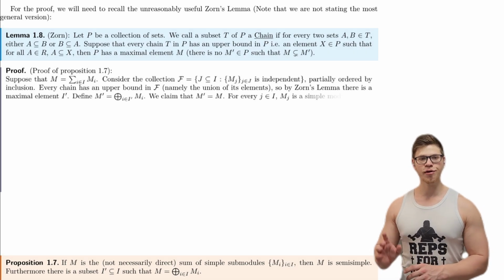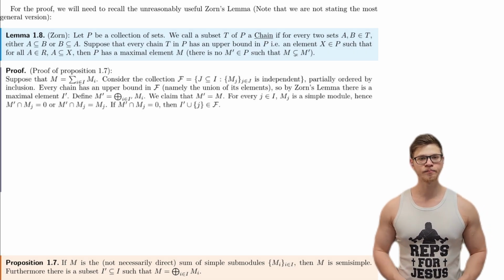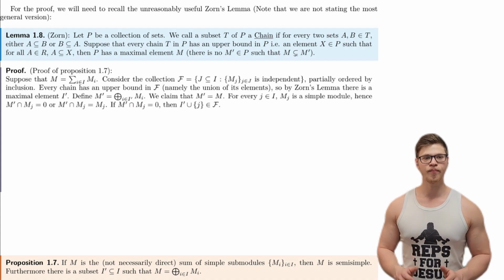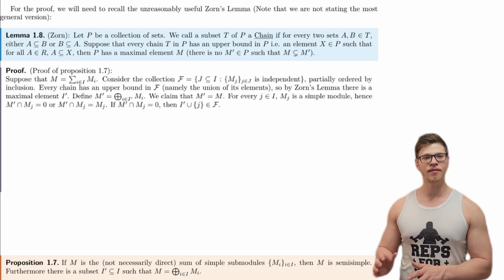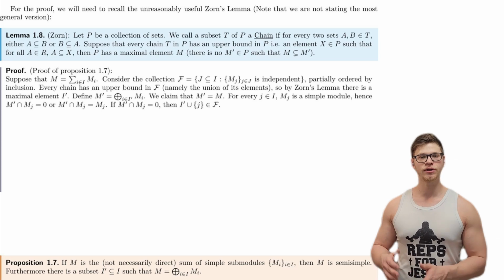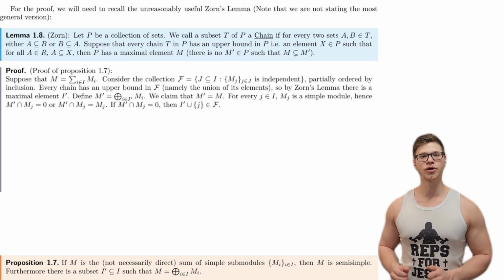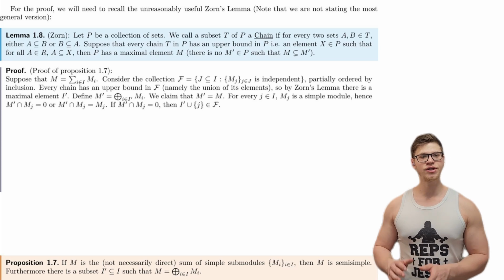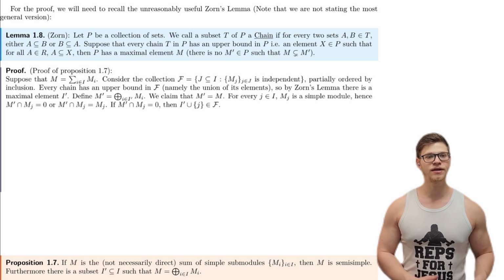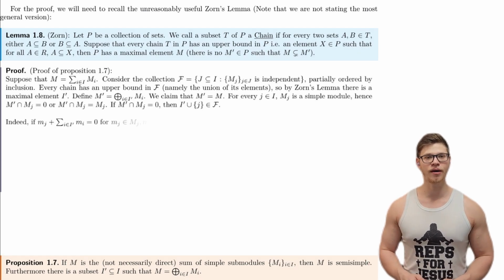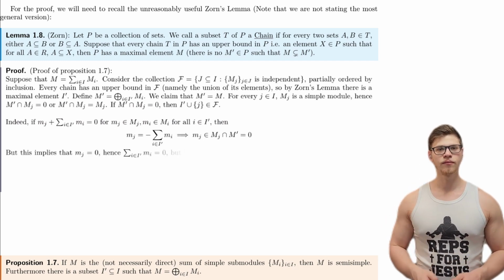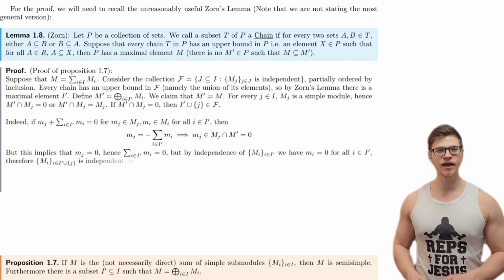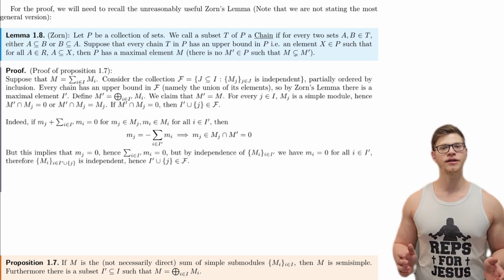Define M' to be the sum of the m_i indexed over I'. We claim that M' is equal to M. For every index j, m_j is a simple module. Hence, either the intersection of m_j with M' is 0, or it is equal to m_j, since it is a submodule of m_j. If the intersection of m_j with M' is 0, then m_j is independent of M', and hence independent of the family of submodules indexed by I'. Feel free to pause and try and prove this, or read the argument presented on screen. This means that I' union {j} is in script F, a contradiction to the maximality of I'.